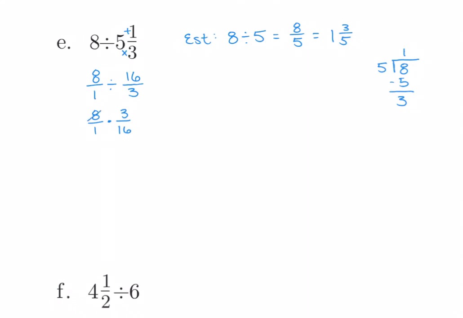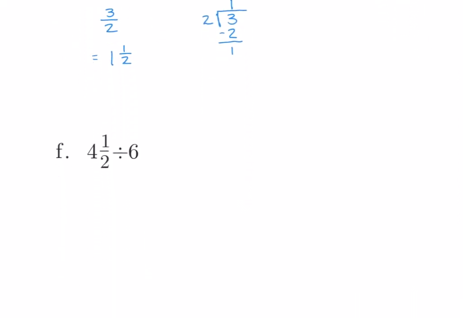8 and 16 are both divisible by 8. We get 1 and 2. And if we multiply this straight across, we get 3 over 2. As a mixed number, if you know this one already, that's fine too. 2 goes into 3 one time. We multiply, we subtract, and we get this is equal to 1 1/2. Is that in the ballpark of 1 3/5? Yes, it is.